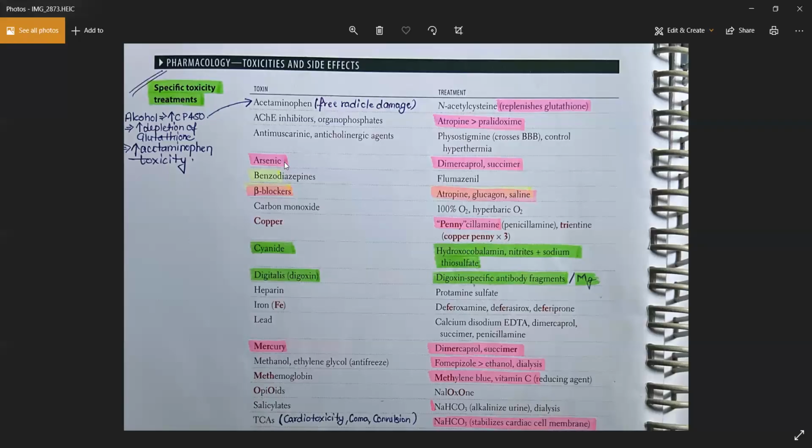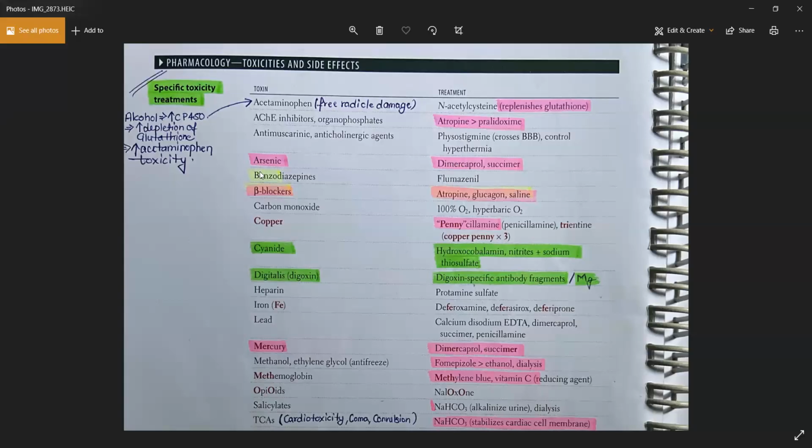And what symptoms would you get? Any specific odor? Garlic. Garlic breath odor. Step 1 will always mention this thing. The patient will always have a garlic odor in the breath. And because arsenic has an R in its name, all the drugs like dimercaprol and succimer both have an R in their name, right? So dimercaprol and succimer for the arsenic toxicity.